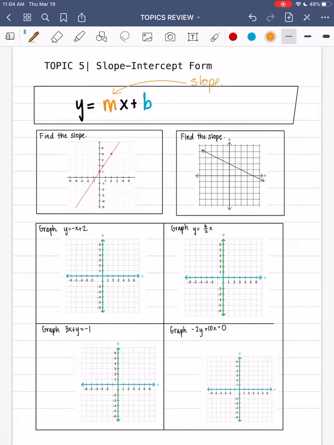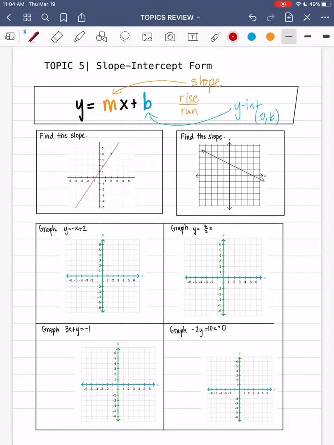hence the name slope-intercept form, and that is rise over run. And then the b here is the y-intercept. And that means the point (0, b) is on the line.